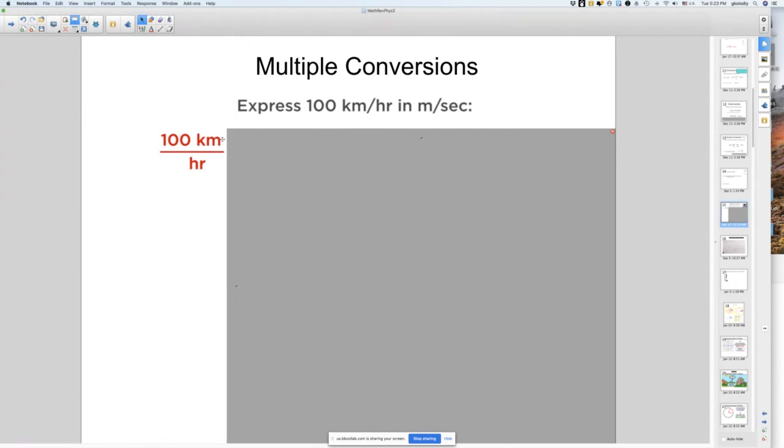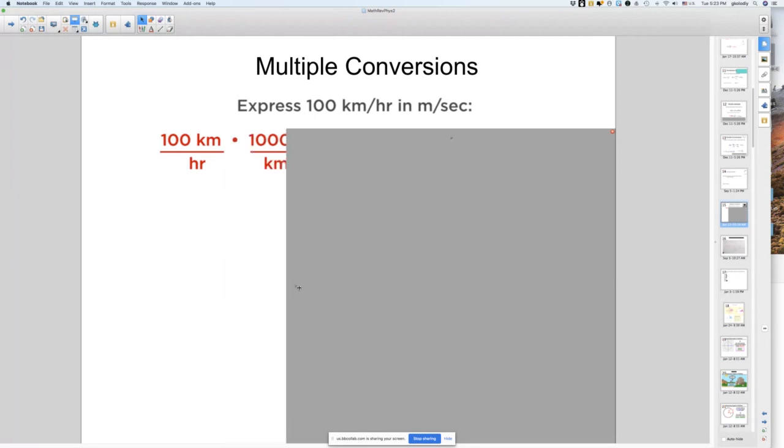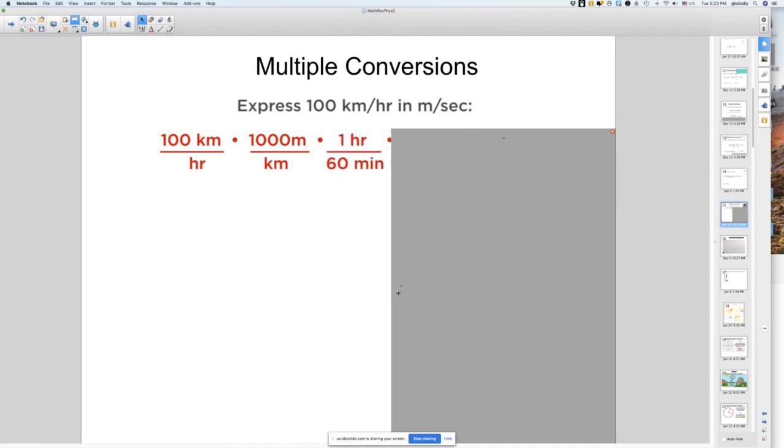So first of all, we're going to put the relationship between kilometers and meters. We know that 1,000 meters is 1 kilometer, and we want the kilometers to cancel because we want eventually to be in meters. Now we want to change the hours to seconds. So we know that 1 hour is 60 minutes, so the hour will cancel.